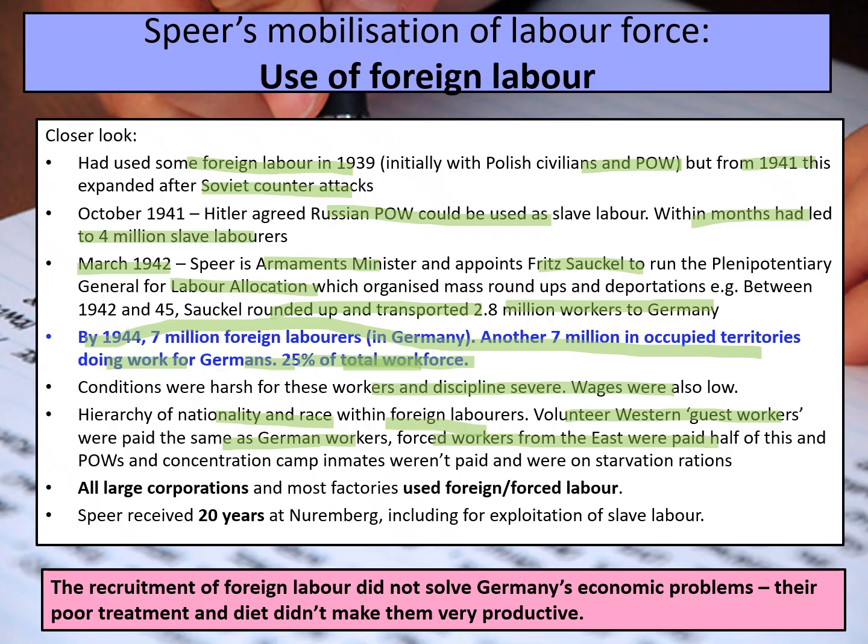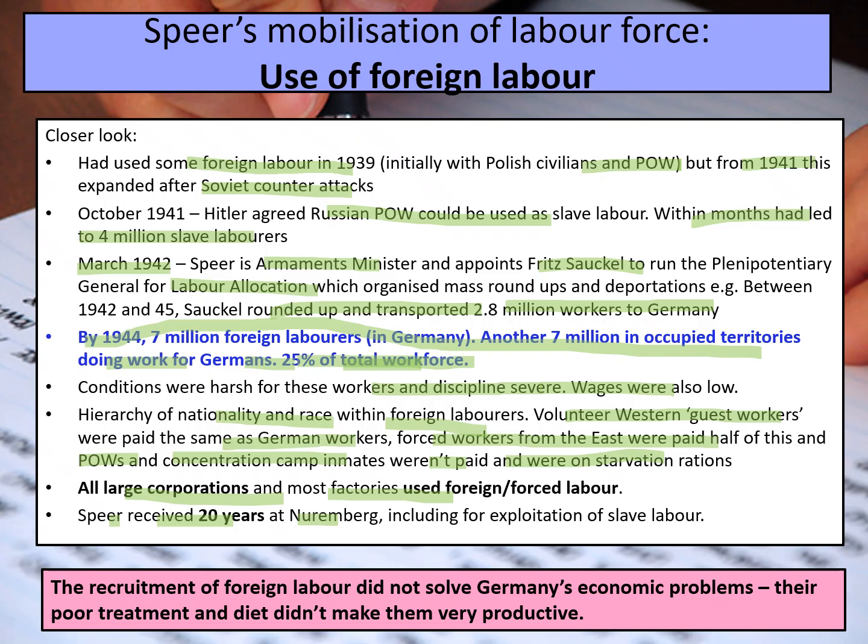However, people from the East, the forced workers from there, were paid half of this. And anybody that was a prisoner of war or a concentration camp inmate that had essentially been lent out to the factories to work wasn't paid and was living on starvation rations. It's not just a small amount of factories or businesses that were involved in this. All large corporations and most factories during World War II in Germany used foreign or forced labour. And this is something that earned Speer 20 years in prison for his role in the exploitation of slave labour.